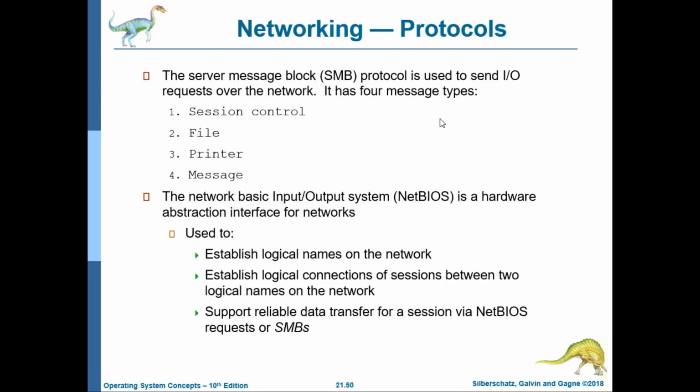For the networking protocols, Windows 10 uses the Server Message Block, or SMB, protocol to send I/O requests over the network. It has four message types: session control, file, printer, and message. Session control commands start and end a redirector connection to a shared resource at the server. File messages are used to access files at the server. Printer messages are used to send data to a remote print queue and to receive status information from the queue. And last but not least, message messages are used to communicate with another workstation.